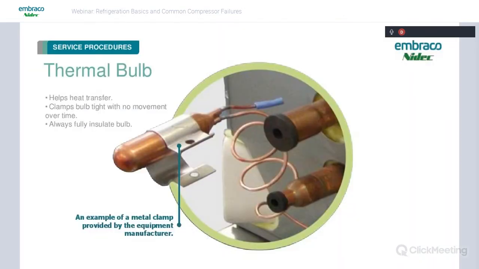And always use the clamp that comes with that bulb. You want to have a very firm clamping between the bulb and the suction line. And if you've got a dirty suction line, sand it down, get some nice clean copper. We want good transfer of heat between the bulb and the suction line. And you always want to fully insulate that bulb, because we only want to read the temperature of that suction line, not ambient temperature.